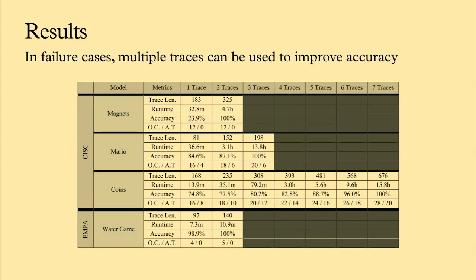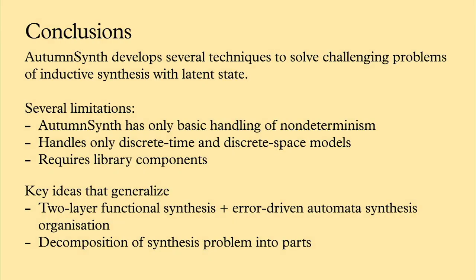When we fail, we can actually do better just by increasing the data. So there's a kind of improvement with additional data that we've shown. And finally, because I know I'm running out of time, there are many limitations to this. It's very specialized towards this particular domain. We don't really have strong support for non-determinism. And it also requires the user to input some library components.